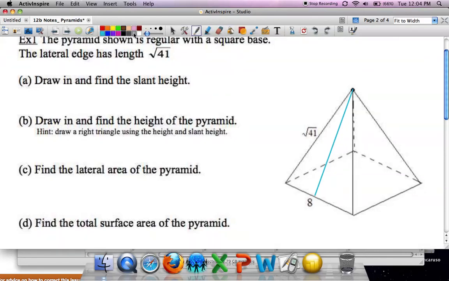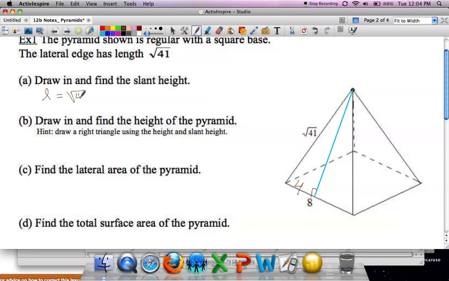Okay. So we have to find that slant height. Well, if this is an isosceles triangle, we know that this length has to be 4. So we can just use Pythagorean to find the slant height. So the slant height, which is called the letter L, isn't it? Yes, L.